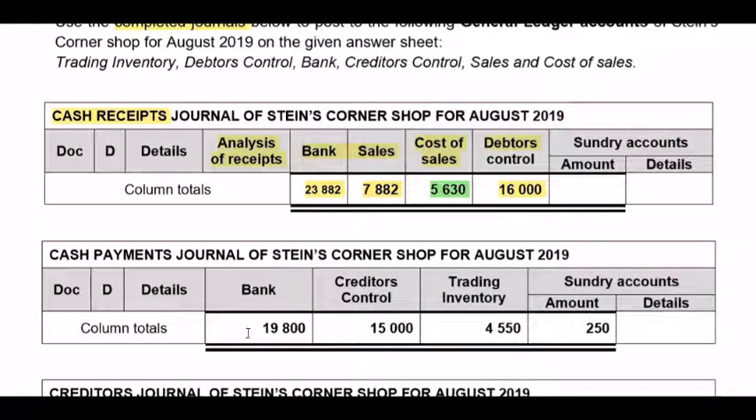Remember, the CPJ means that we are paying cash, and bank is our main column. But now, because we are spending money, our bank decreases. So this 19,800 Rand will go to the side where bank decreases, which is the credit side. And because bank is credited, every single other amount is debited with no exception. Okay, so let's go and look at bank.